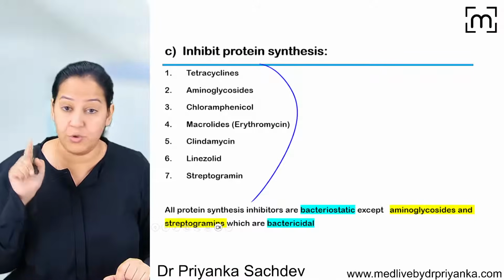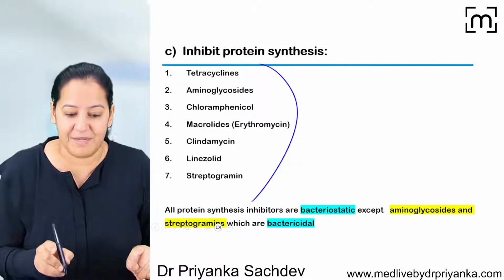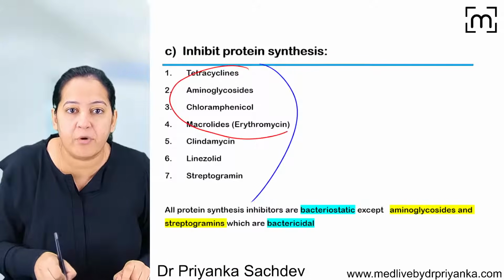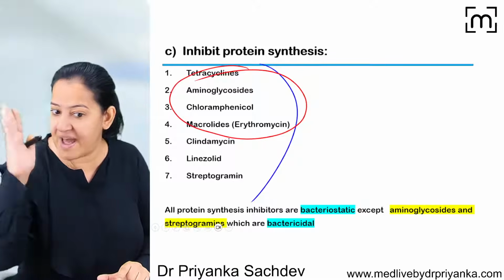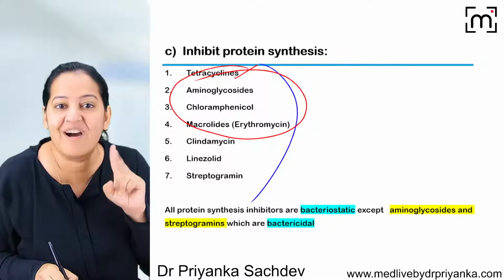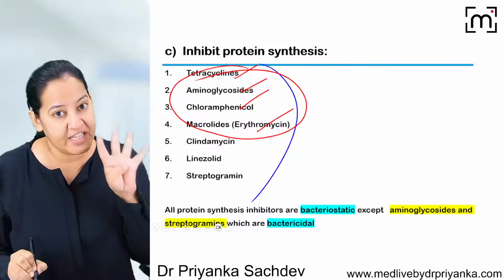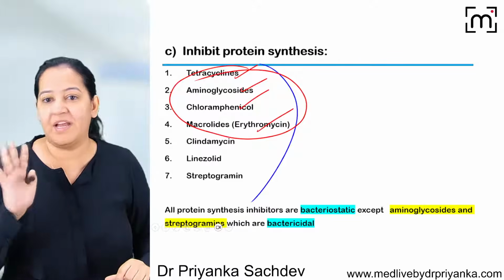How many of you got it? Today we are going to take protein synthesis inhibitors. There are 7 protein synthesis inhibitors, out of which 4 are ultra important. I will teach you these 4 in a comparative, unique manner. So I will teach you 4 chapters today: tetracycline, aminoglycoside, chloramphenicol and erythromycin, that is macrolides.